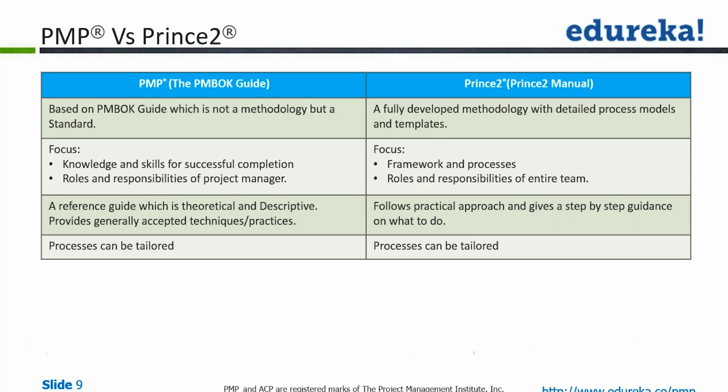Okay. PMBOK guide is a reference guide which is quite theoretical and descriptive. It provides you the techniques and practices, whereas Prince2 is a practical approach and it gives step-by-step guidance on what to do, which I just explained to you. And the best part about both the methodologies and both the credentials is that the processes can be tailored. You can customize the processes, you can make changes to the processes as per your needs and requirements.